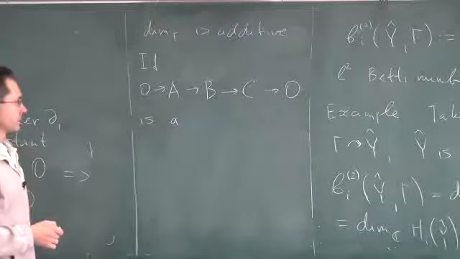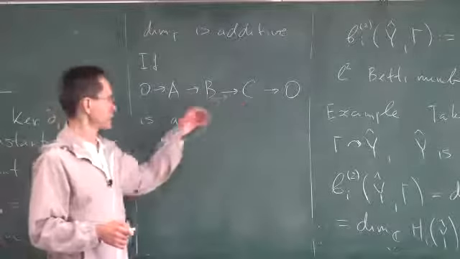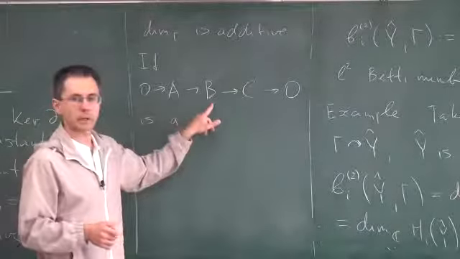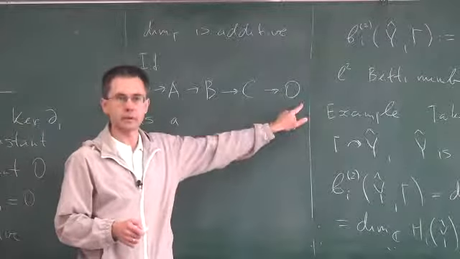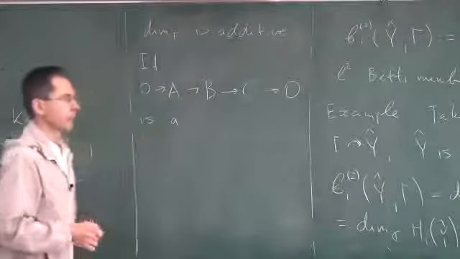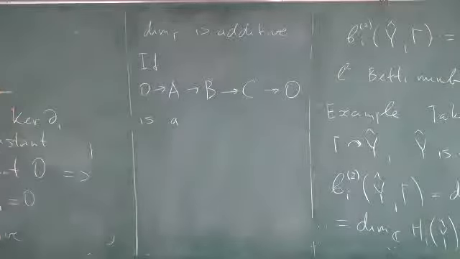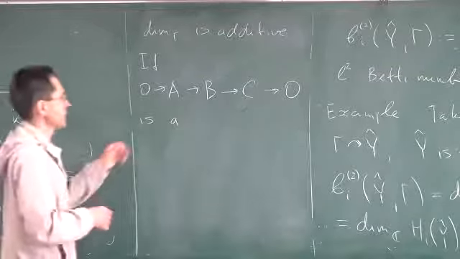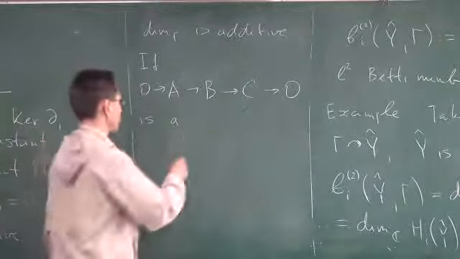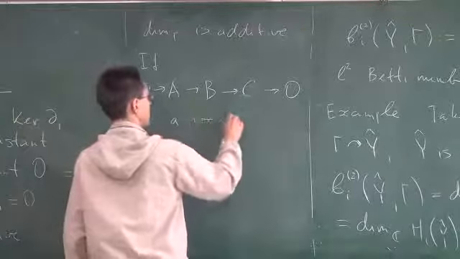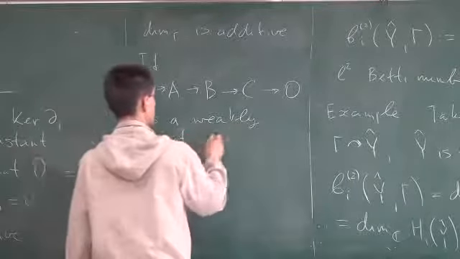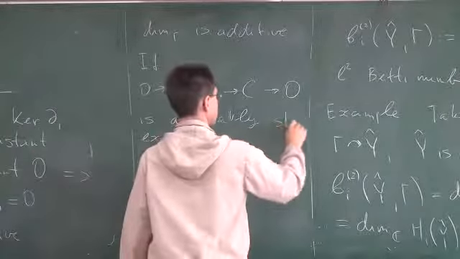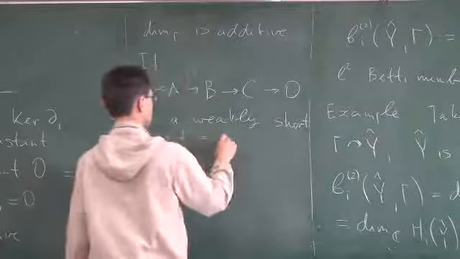And also, what is a short exact sequence? Exact means that the image of this map is the same as the kernel of this, the image of this is the same as the kernel of this, and the image of this is the same as the kernel of this. We can require a weaker condition. We can only require that this is weakly exact, I say short exact sequence.